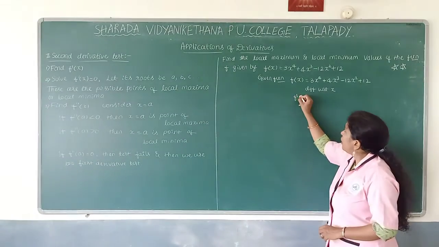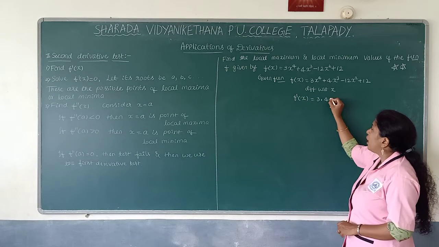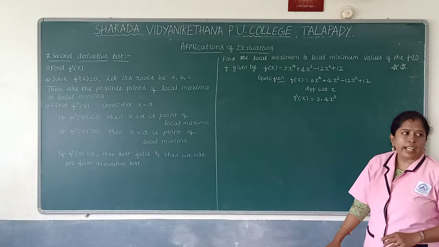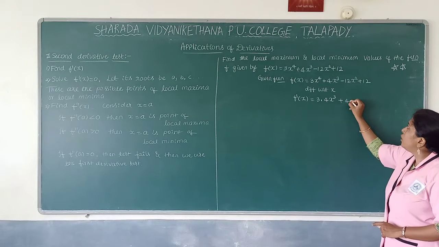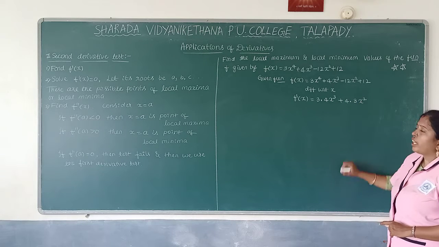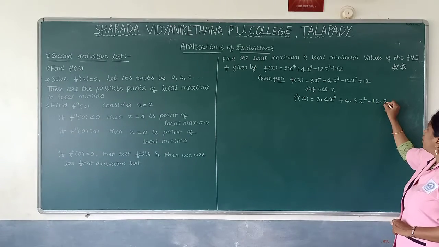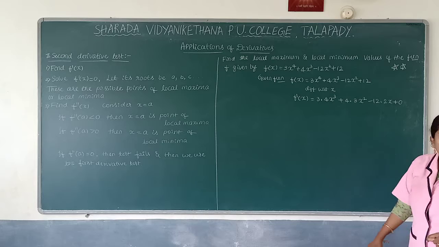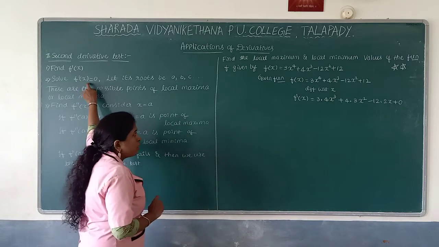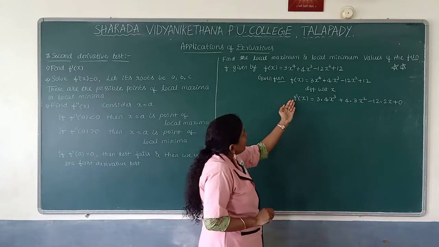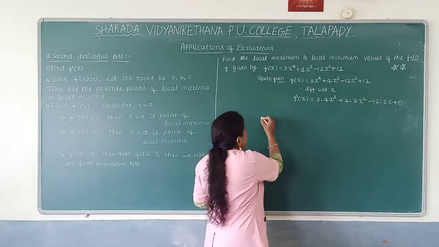Differentiating this function with respect to x, we get: 3 is a constant, and the derivative of 4x power 4 is 4x cube, times 1, plus 4 into the derivative of x cube, which is 3x square, times 1, minus 12 into the derivative of x square, which is 2x, plus 0. Next, second step: solve f dash of x is equal to 0. Substitute 0 in place of f dash of x and simplify the right side first.